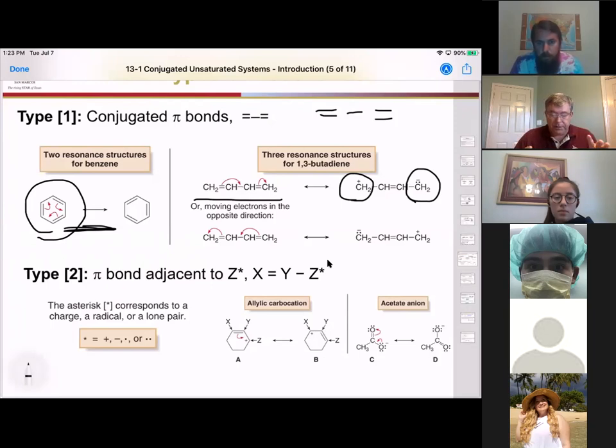Okay. So, what other type of conjugation can we have? Well, we can have that same allylic combination across things other than carbon, as long as there's an available p orbital. Okay. So that means we can stabilize a positive charge if you have no electrons in that p orbital, a negative charge if you have 2 electrons in that p orbital, or a radical if you have 1 electron in that p orbital that's unpaired with any other, or a lone pair.